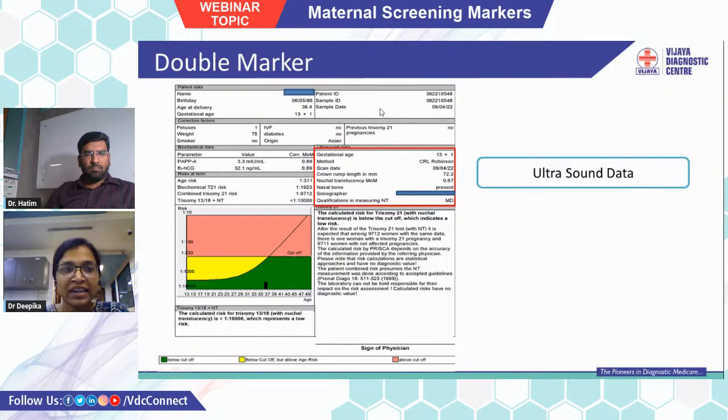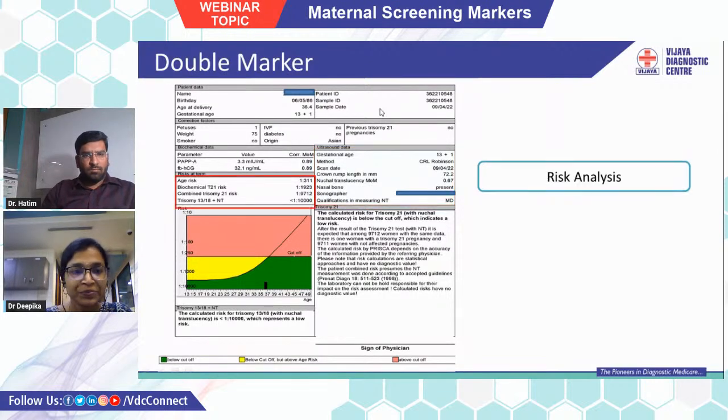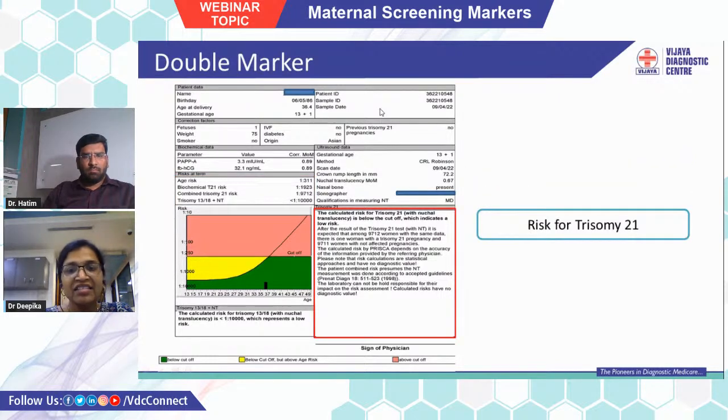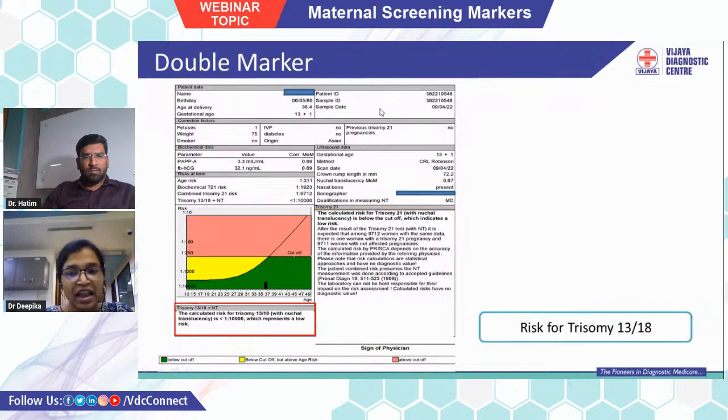And this double marker is particularly done in the first trimester. So the first trimester scan will have the CRL, which should be in mm, and nuchal translucency, which is in mm but converted to MoMs, and the nasal bone, whether it is present or absent, and the gestational age. This box depicts the risk analysis, and this is the description for the risk for trisomy 21, and this for trisomy 13 or 18.